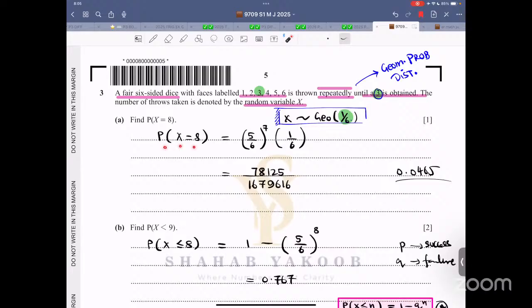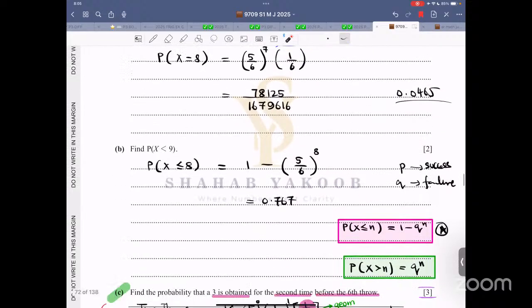Probability x equals 8. Success should be the last thing, and there should be 7 failures before that. So failures 1, 2, 3, 4, 5, 6, 7, and then a success. Multiply the failure probability by itself 7 times, multiplied by the probability of success. Exact, and this is in decimals.